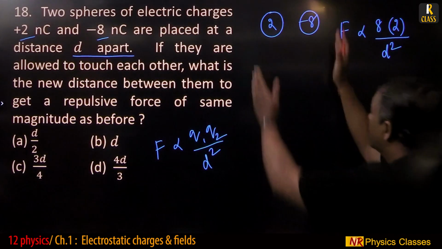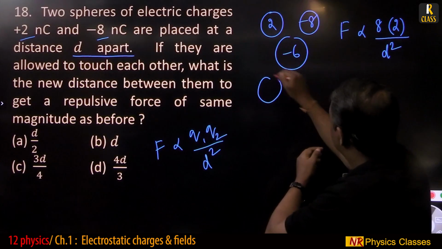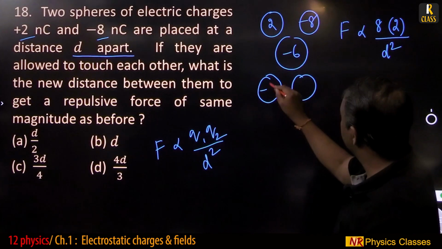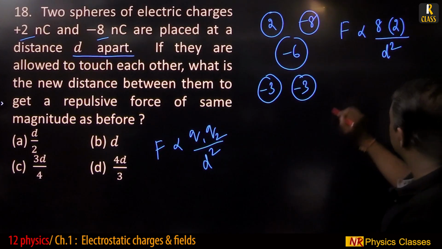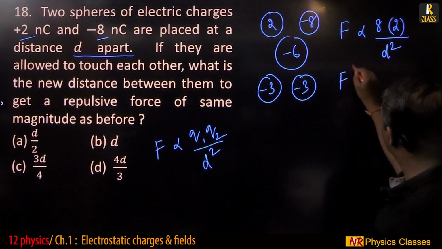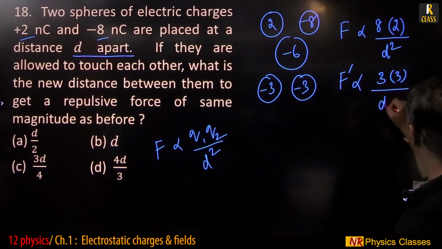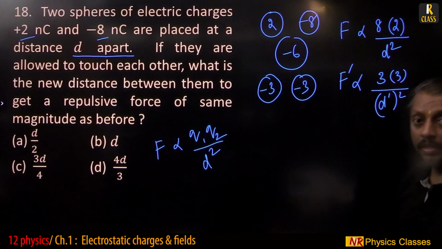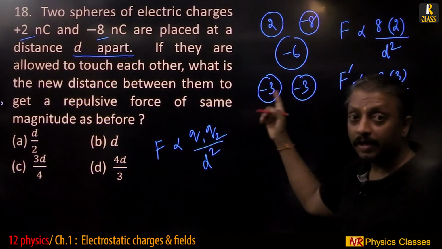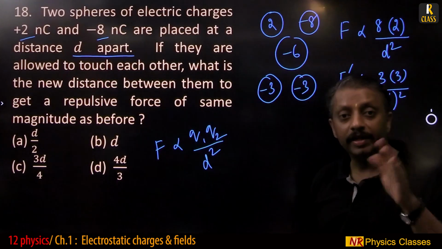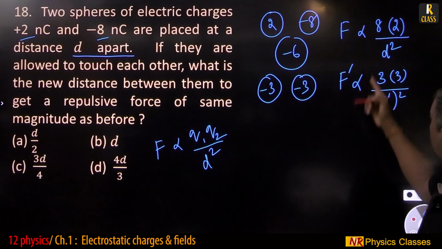Okay. Now they are allowed to touch. Resultant is 2 minus 8, which is minus 6. They are separated. Minus 6 becomes minus 3 and minus 3. Now the force after is proportional to the product of the charges, 3 into 3, by new distance square. Here, force before contact is equal to force after contact. That's the condition. And we have to find the distance where force before is equal to force after. Means this equal to this.